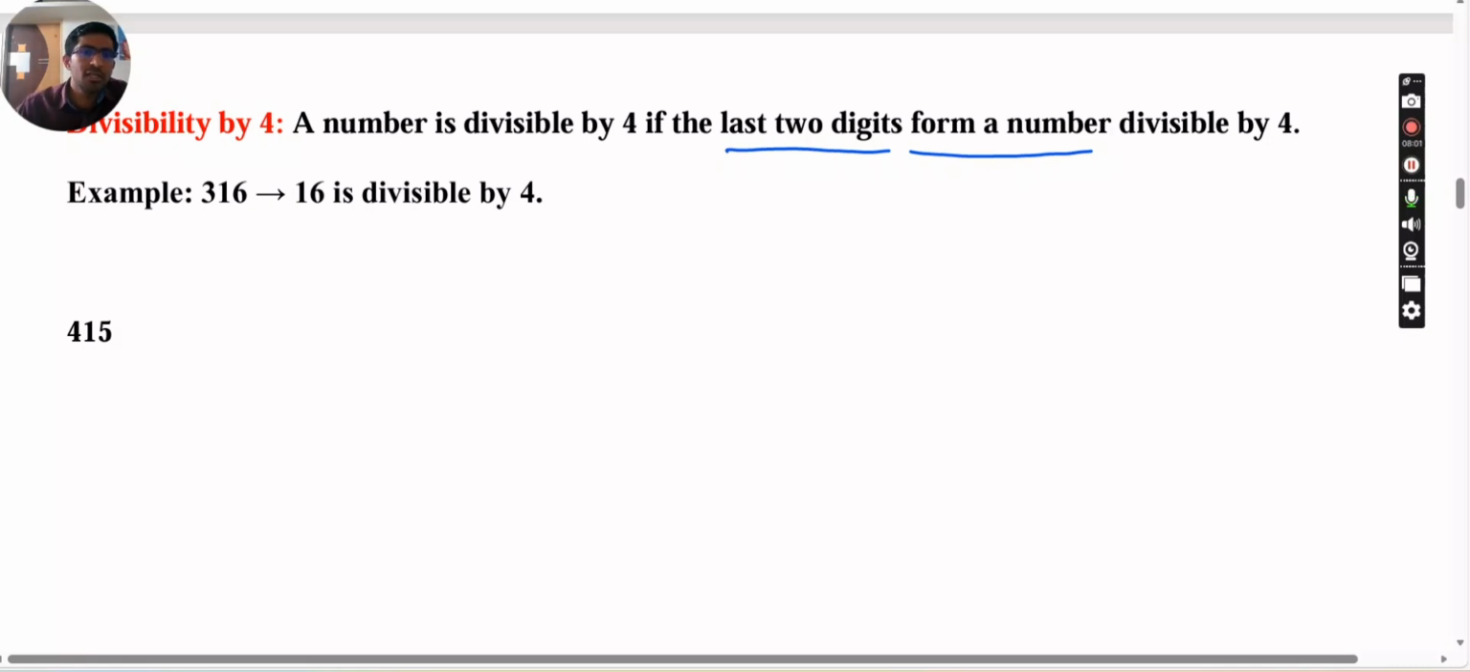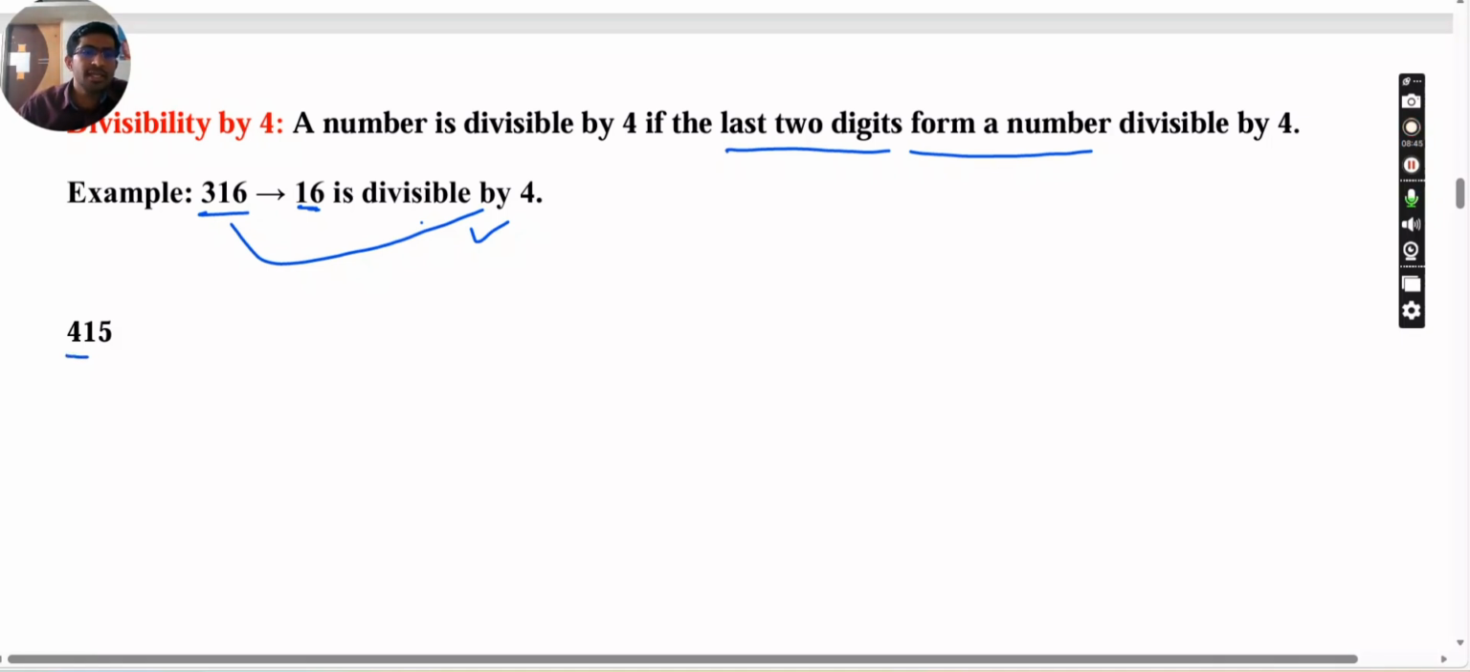If that number is divisible by 4, then we can say that the whole number is also divisible by 4. So one of the examples we have taken is 316. Which number do we have to check here? The last two digits form the number 16. We know that 16 is divisible by 4. So we can say that this 316 also is divisible by 4. So for the divisibility rule of 4, the last two digits form one number. That number must be present in the table of 4, or be divisible by 4. Then the whole given number will also be divisible by 4.